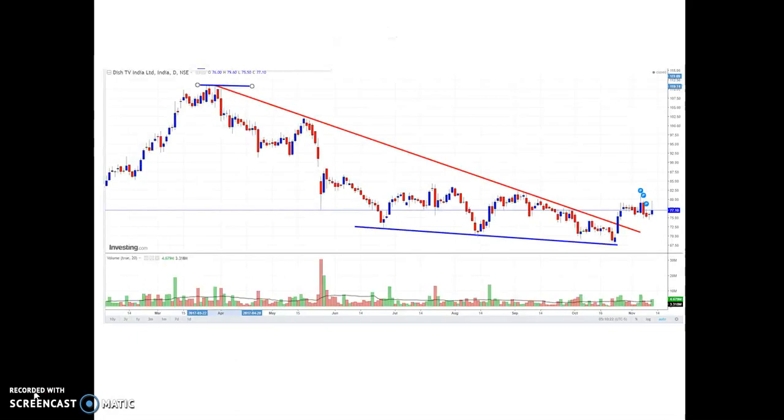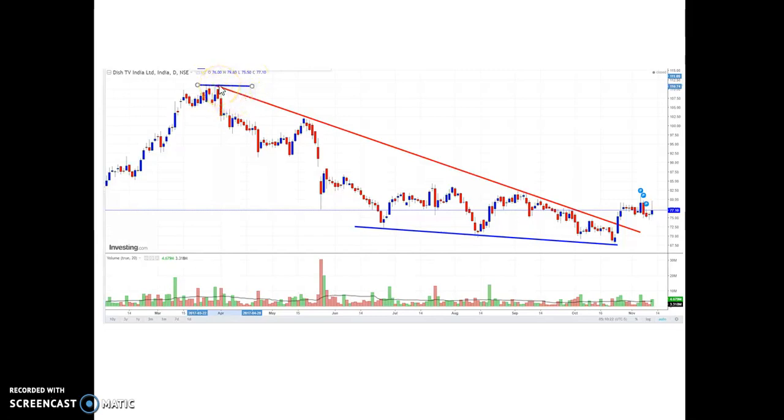Now let us enter into the main discussion part. If you observe over here, one blue line is showing a double top around the 110 price level. And if you observe the Dish TV India Limited daily chart pattern on the exchange NSE, the opening price is 76 and the closing price is 77, almost 1 rupee 10 paise has increased, with a high of 79.60 and a low of 75.30.